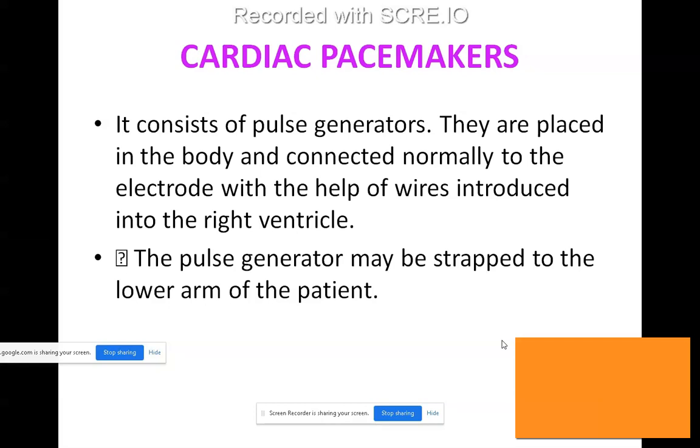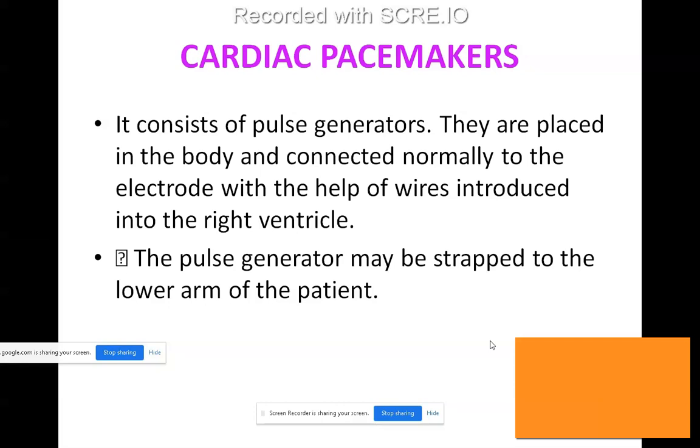So cardiac pacemakers generally consist of a pulse generator and electrodes, okay. Here we are going to place the pulse generator in the body and connect it to the electrode with the help of wires introduced into the right ventricle. In an external pacemaker you will be using wire, but in internal you will not be using any external connection. Here it is through the wire only that you connect the pulse generator with the right ventricle of your heart.